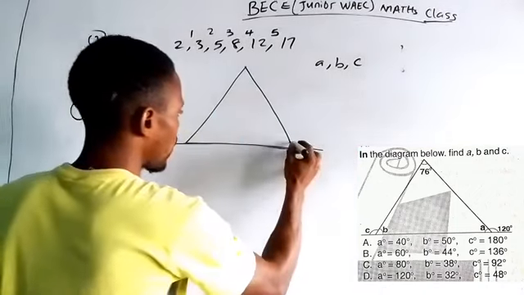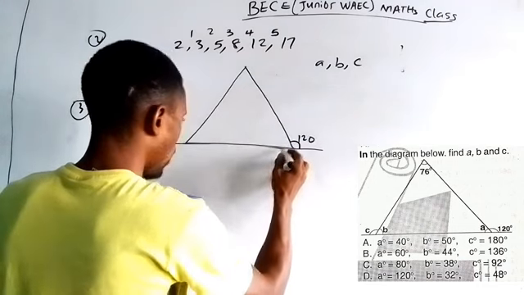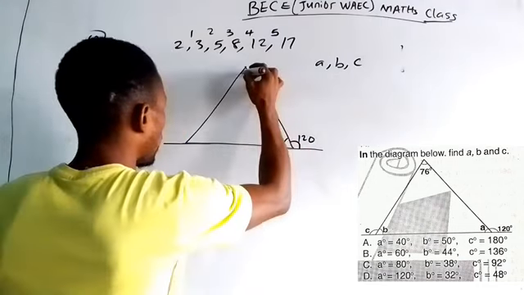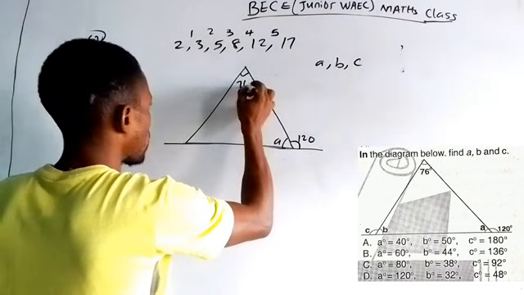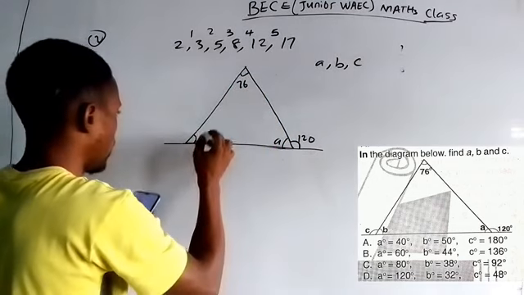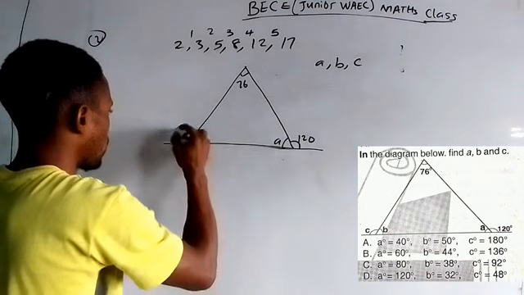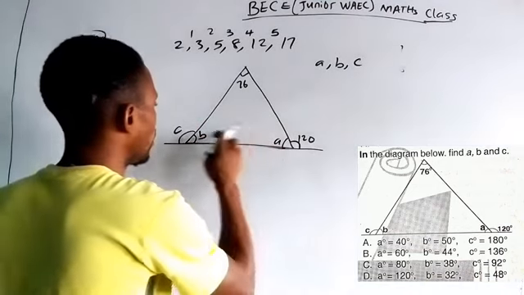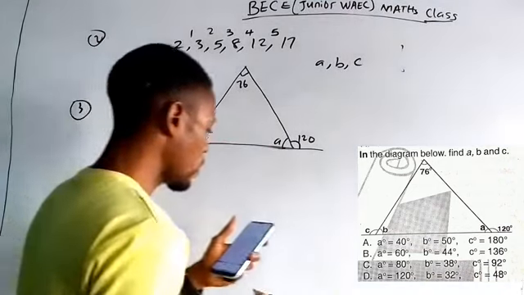And here we have the diagram, that is 120. And here we have our A, and here we have our 76. And here we have that is B, and here we have our C. So we want to find the value of A, B, C. So how do you solve this question?